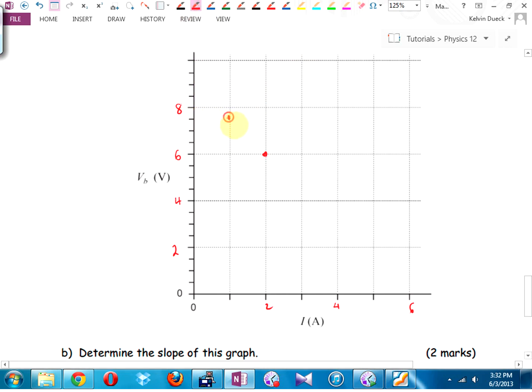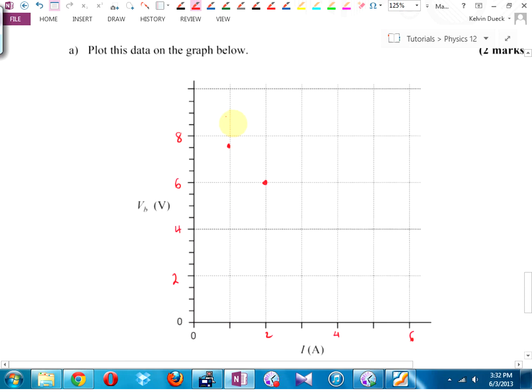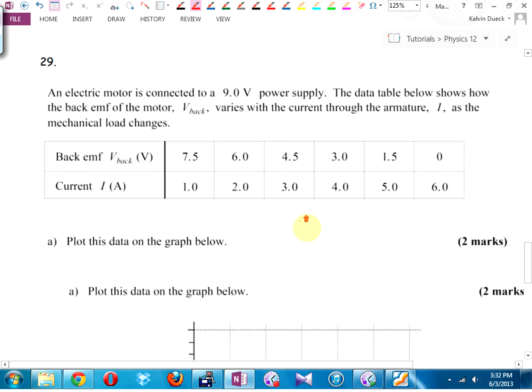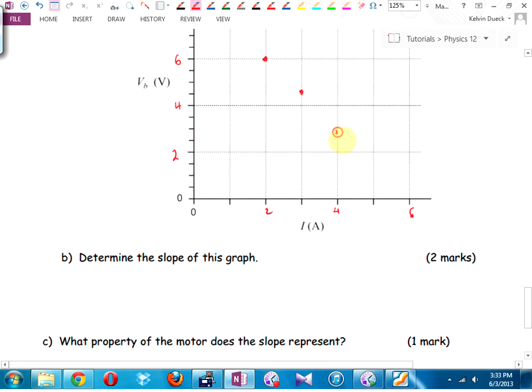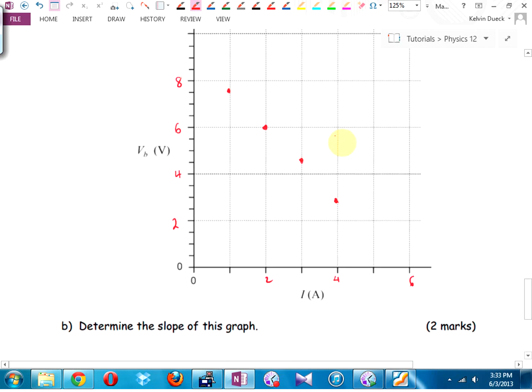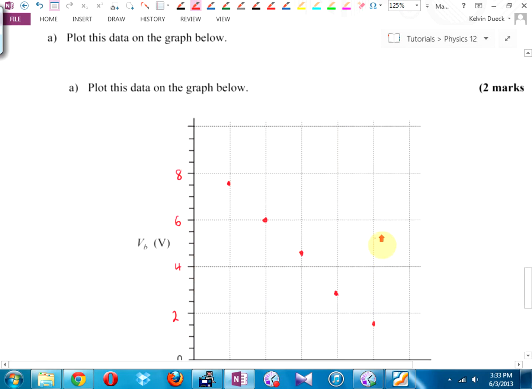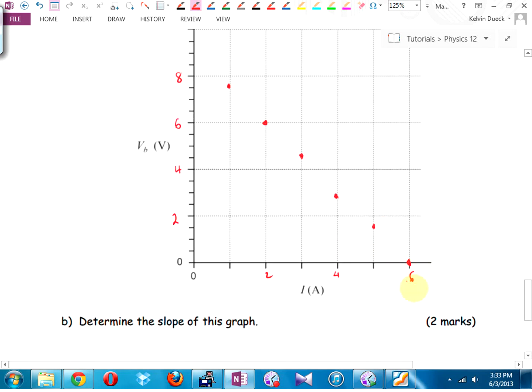This is why I don't like the electronic exams for the grade 10s. 3, 4.5, 4.5, 4.5, 3. Hey, that looks better. 4 amps goes through 3. 5 goes through 1.5. It'll be right about there. Hey, this looks pretty good. 6 goes through 0. Hey, I can get that right as well. I would use a ruler.